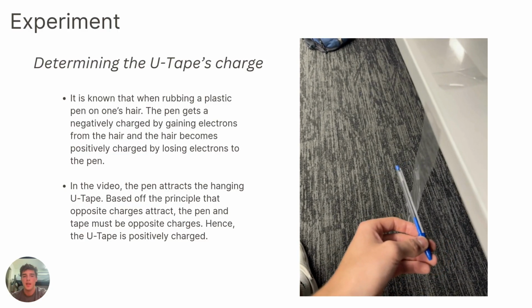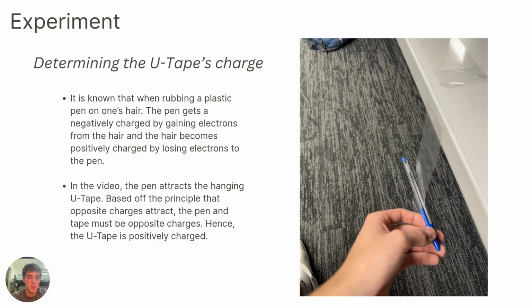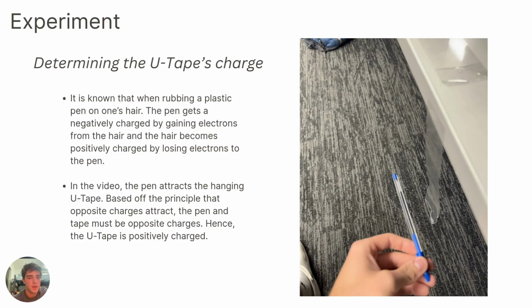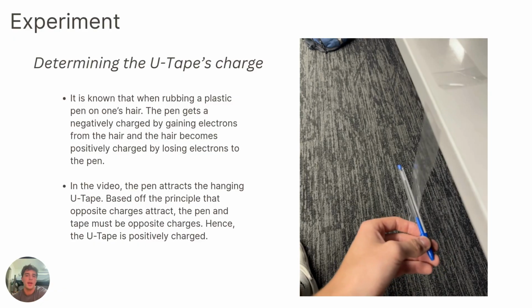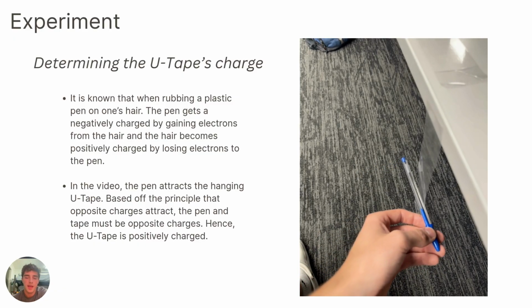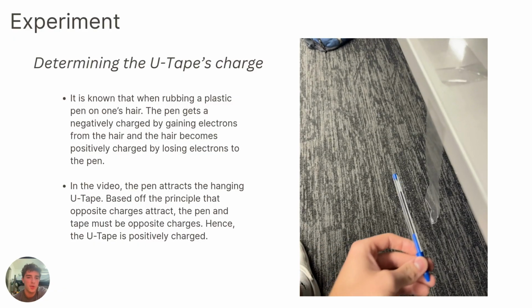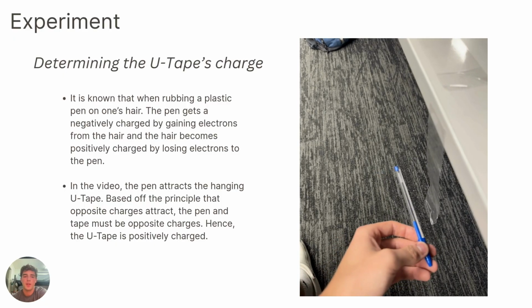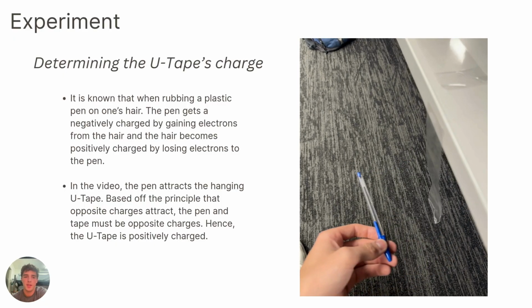Then I had to determine the charge of the U-tape. So I used a plastic pen that I rubbed against my hair. Doing that made the pen become negatively charged. And as you can see in the video, the pen and the U-tape attract each other. And we know that opposites attract, so we know that the U-tape must be positively charged if the pen was negatively charged.